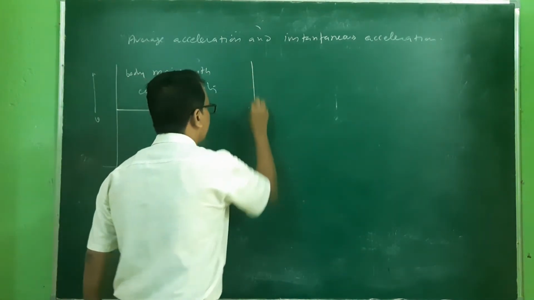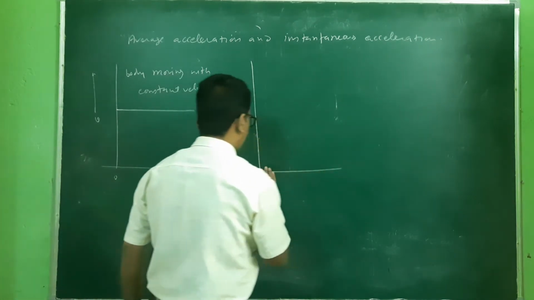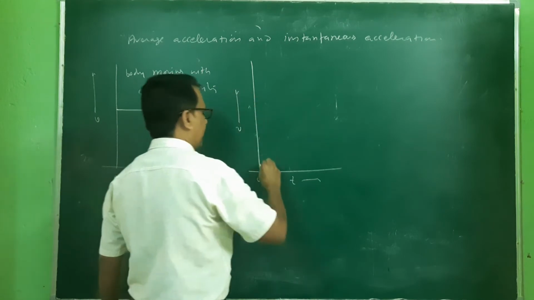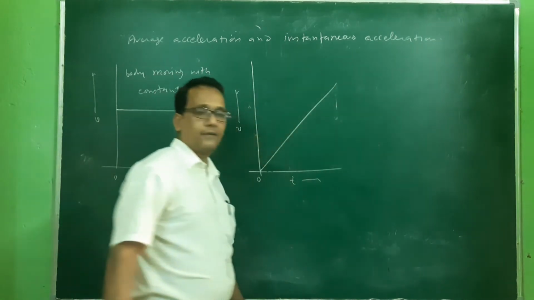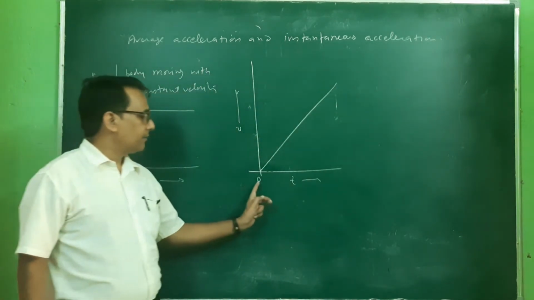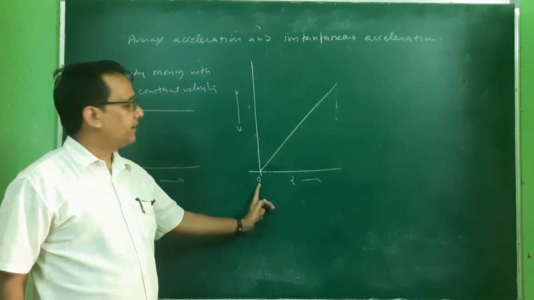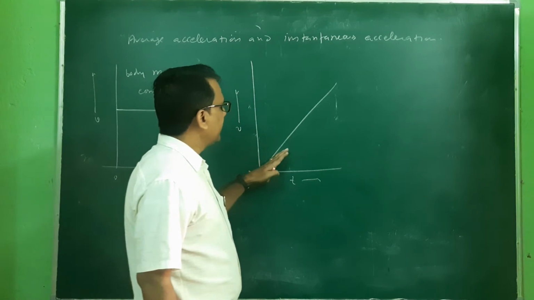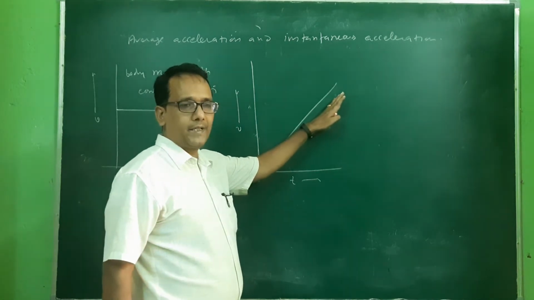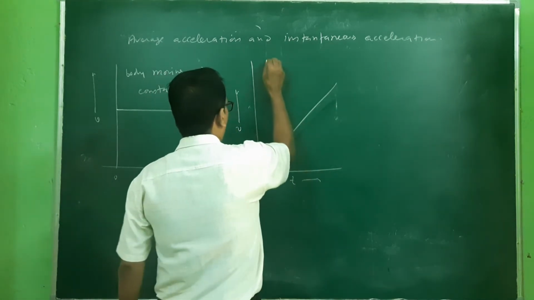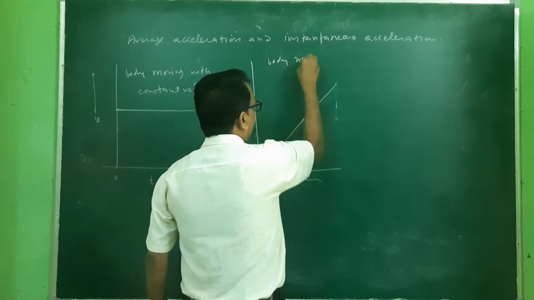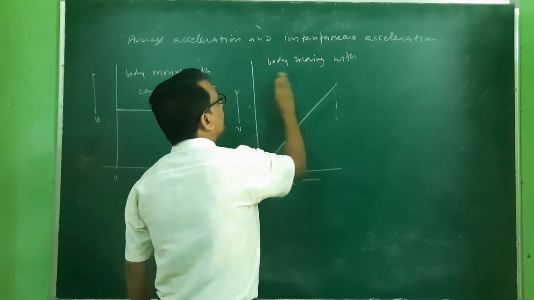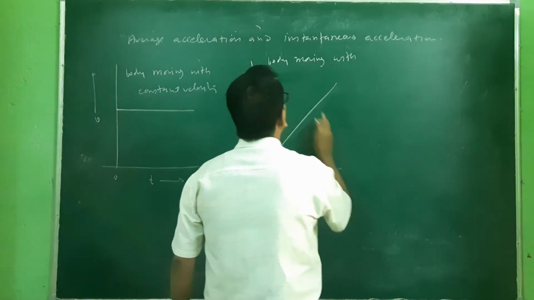And we have another plot, with 0 and t, and this is velocity, and this is that line. Here initially the body was at rest, and now it starts moving, and its velocity is increasing at a particular rate. So this is a body moving with varying velocity.